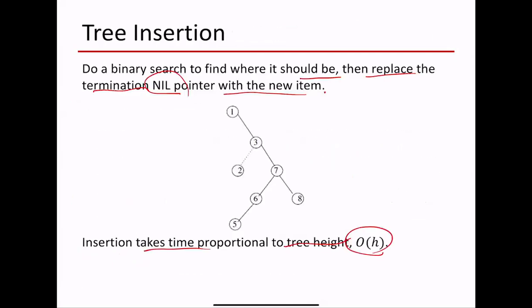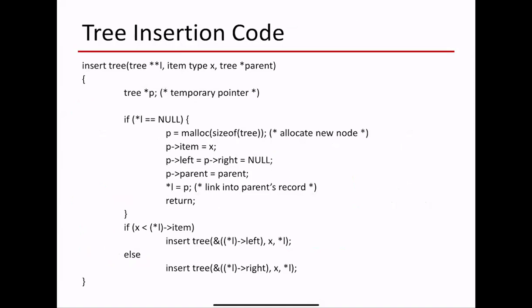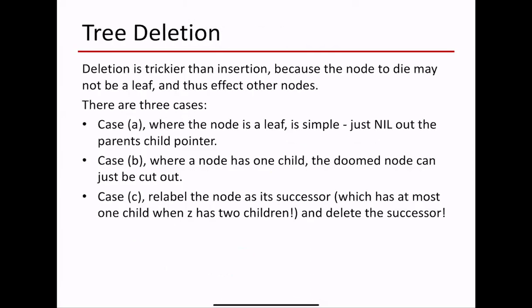So deletion is: keep going left or keep going right, depending on whether the target number is on my left or on my right. And this is the insertion code. Insertion is to keep finding the right position, and when you find it, you make the node for your pointer, with left and right as null and your parent as parent, and update the value at that position. Okay, so deletion case A, where the node is a leaf, is simple: just nil out the parent's child pointer.